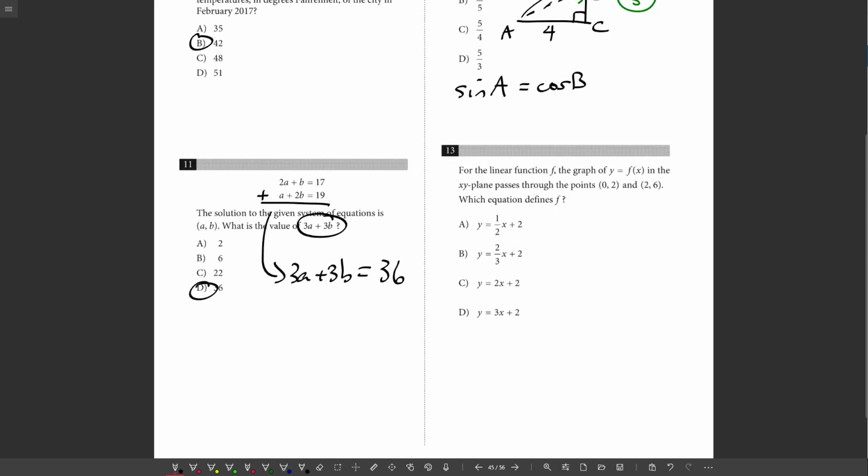13, I want the equation that defines this. You could either plug the points in, maybe plug 2, 6 in, see if that gets you an answer. Or you can find the slope, and I'll just find the slope. So the slope is going to be the change in y over the change in x's. So 6 minus 2 over 2 minus 0. So that's 4 over 2. So I'm getting a slope of 2, and the only choice with the slope of 2 is choice C.